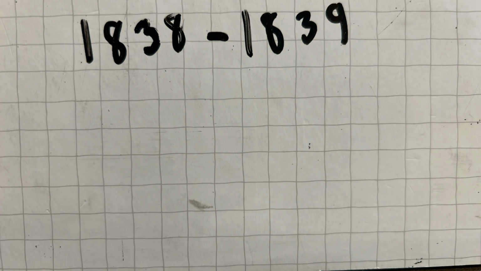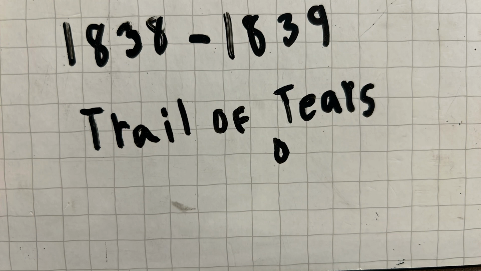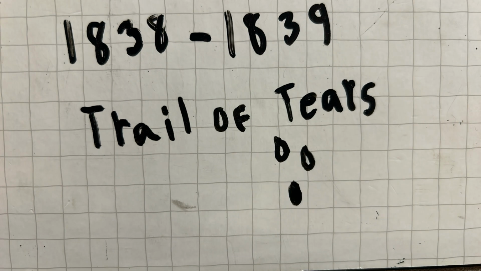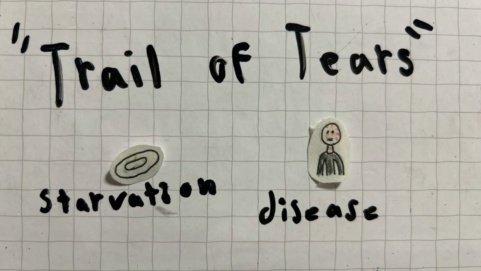Also, during this time, specifically 1838 to 1839, was an event called the Trail of Tears, which was a part of the execution of the Indian Removal Act passed back in 1830. It was called the Trail of Tears because thousands of the Indians, in their travels to areas of relocation, died of starvation or disease.